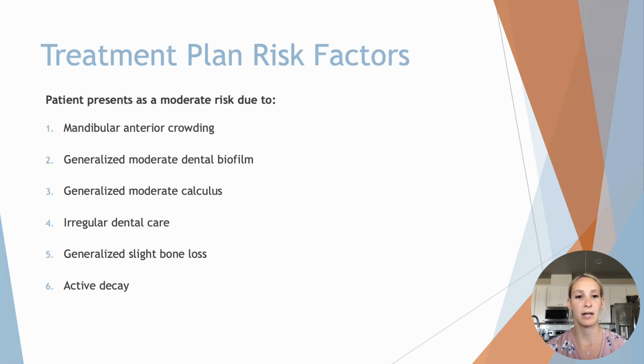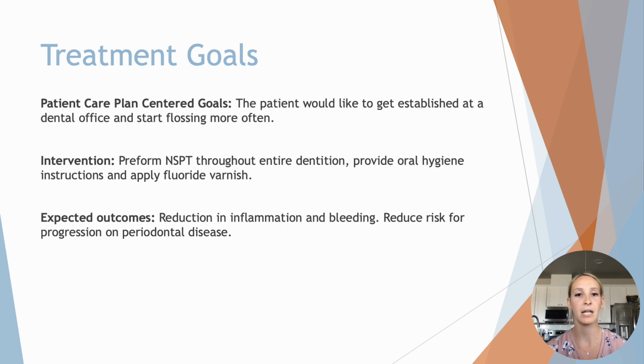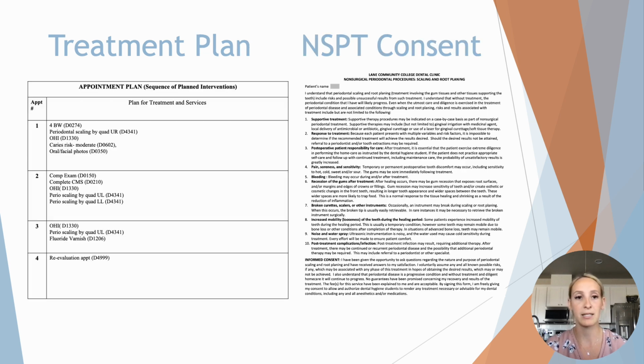Treatment risk factors for this patient, putting him at moderate risk, were mandibular anterior crowding, generalized moderate dental biofilm, generalized moderate calculus, irregular dental care, generalized slight bone loss, and active decay. Treatment goals: the patient would like to get established at a dental office and start flossing more often as well. Interventions were the NSPT for the entire dentition, provide OHI instructions, and apply fluoride varnish. The expected outcomes for this would be reduction in inflammation and bleeding, reduced risk for progression of periodontal disease.